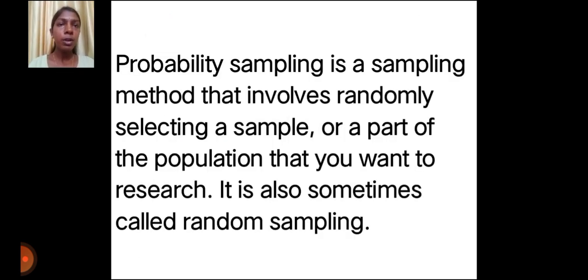Before going to the types of sampling, first we will learn what probability sampling is. Probability sampling is a sampling method that involves randomly selecting a sample, or a part of the population that you want to research. It is also sometimes called random sampling.